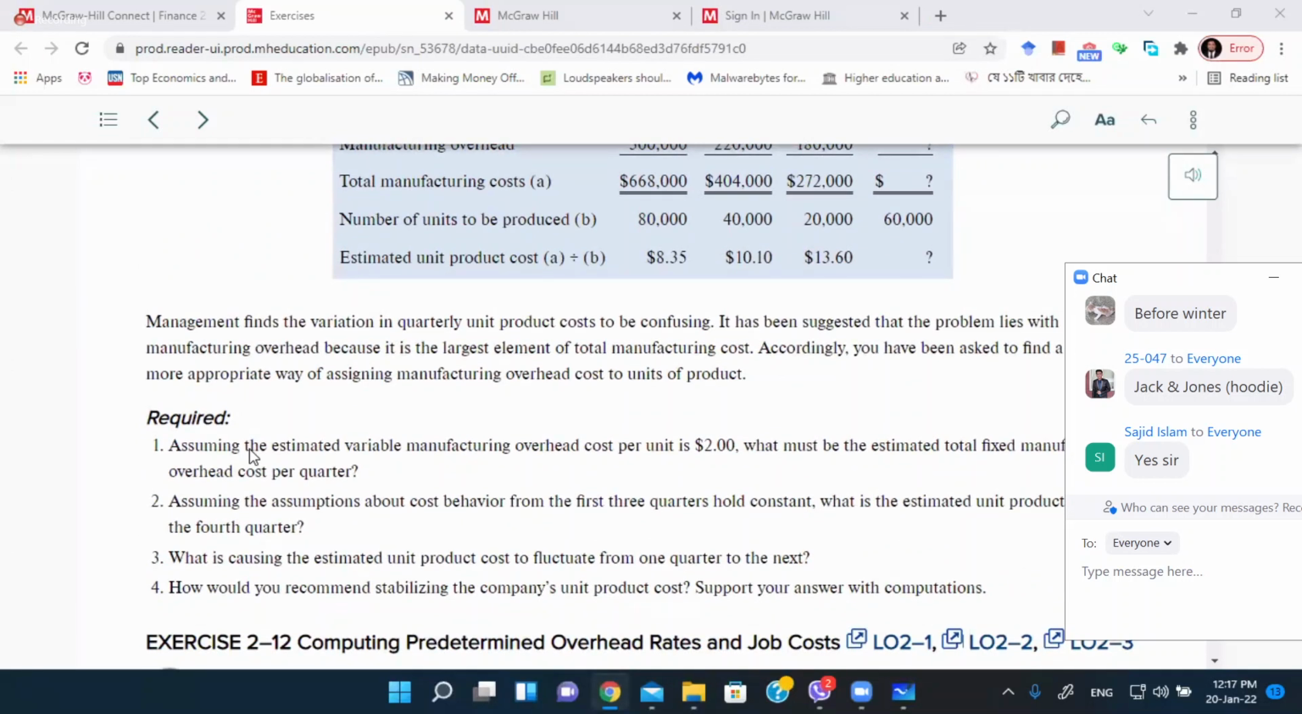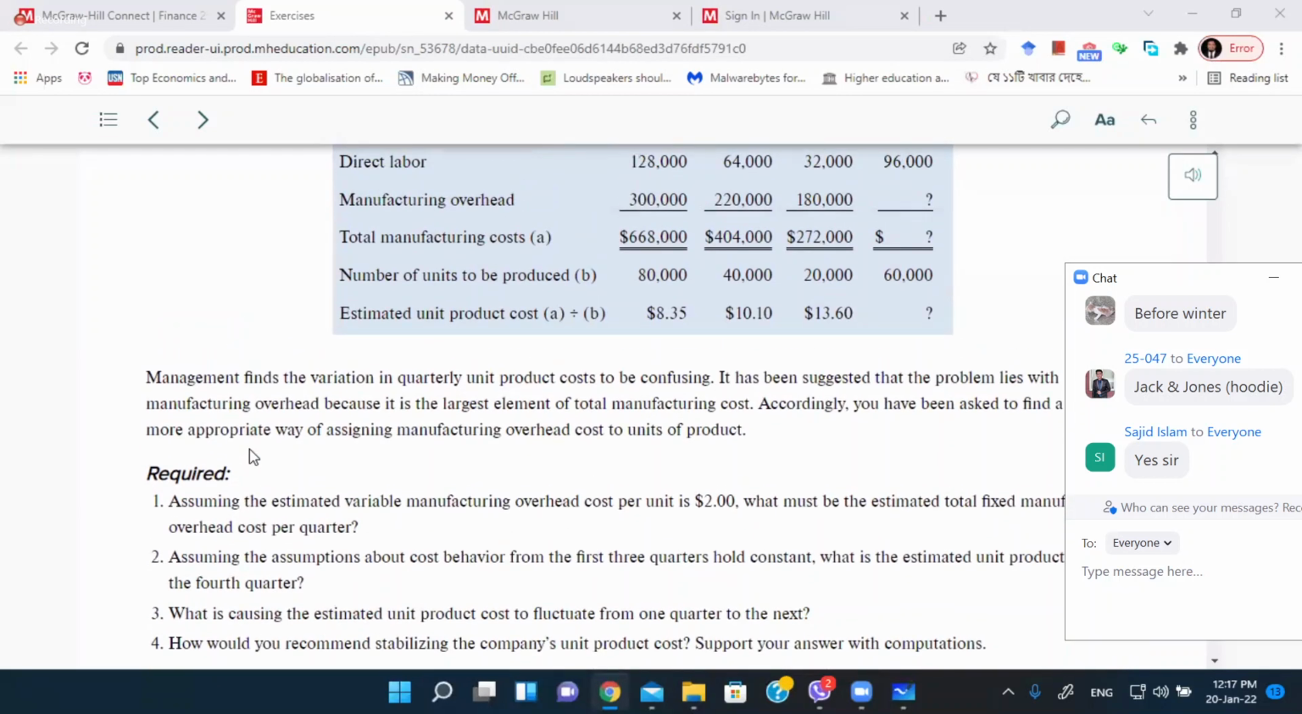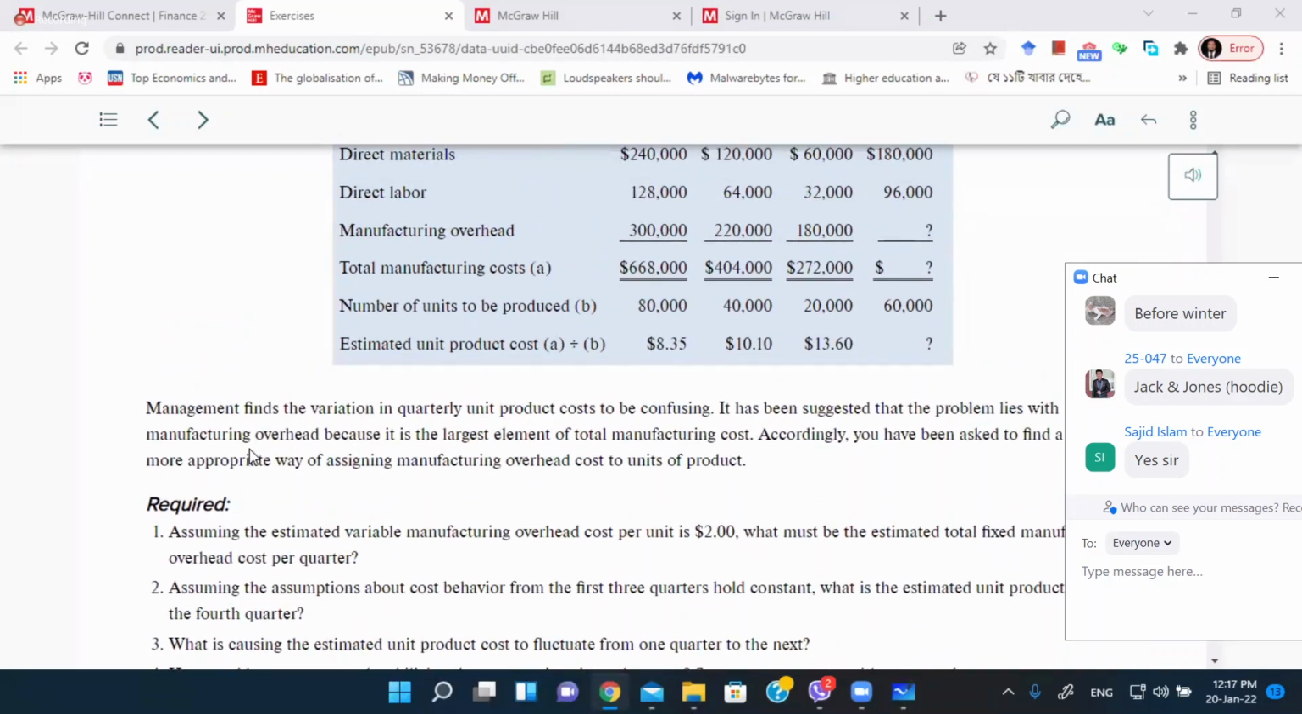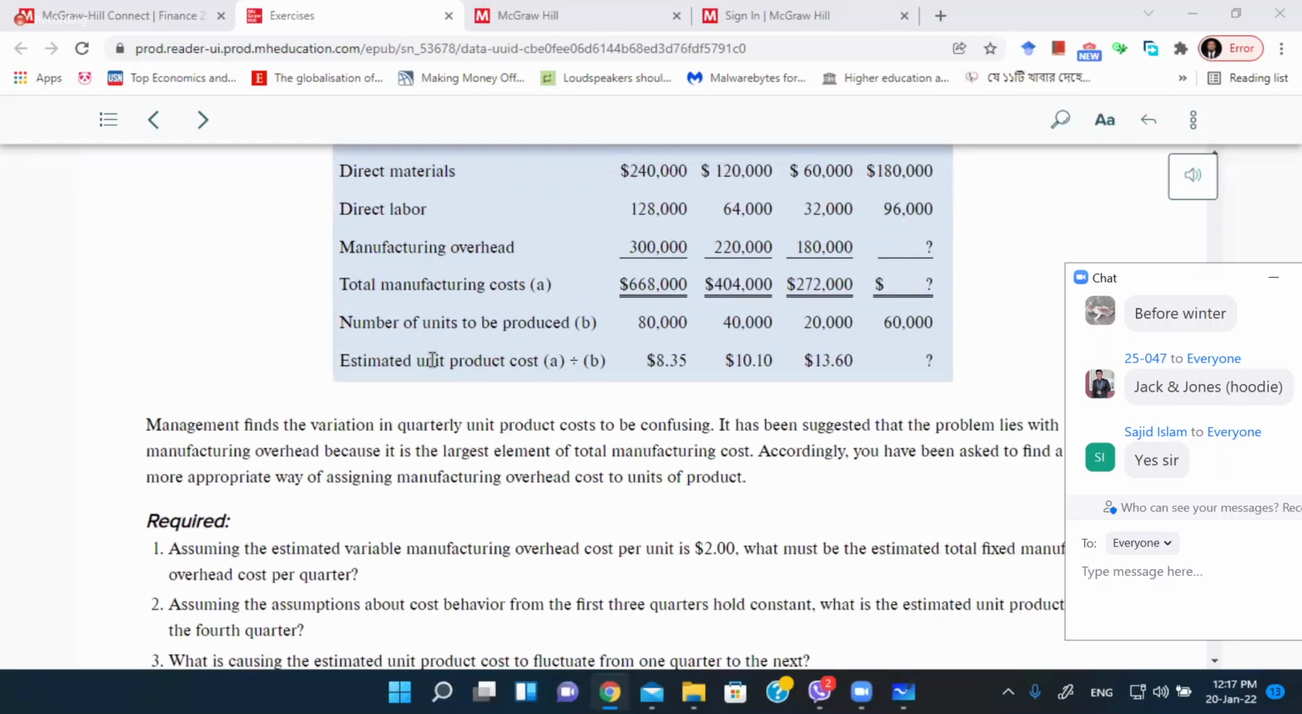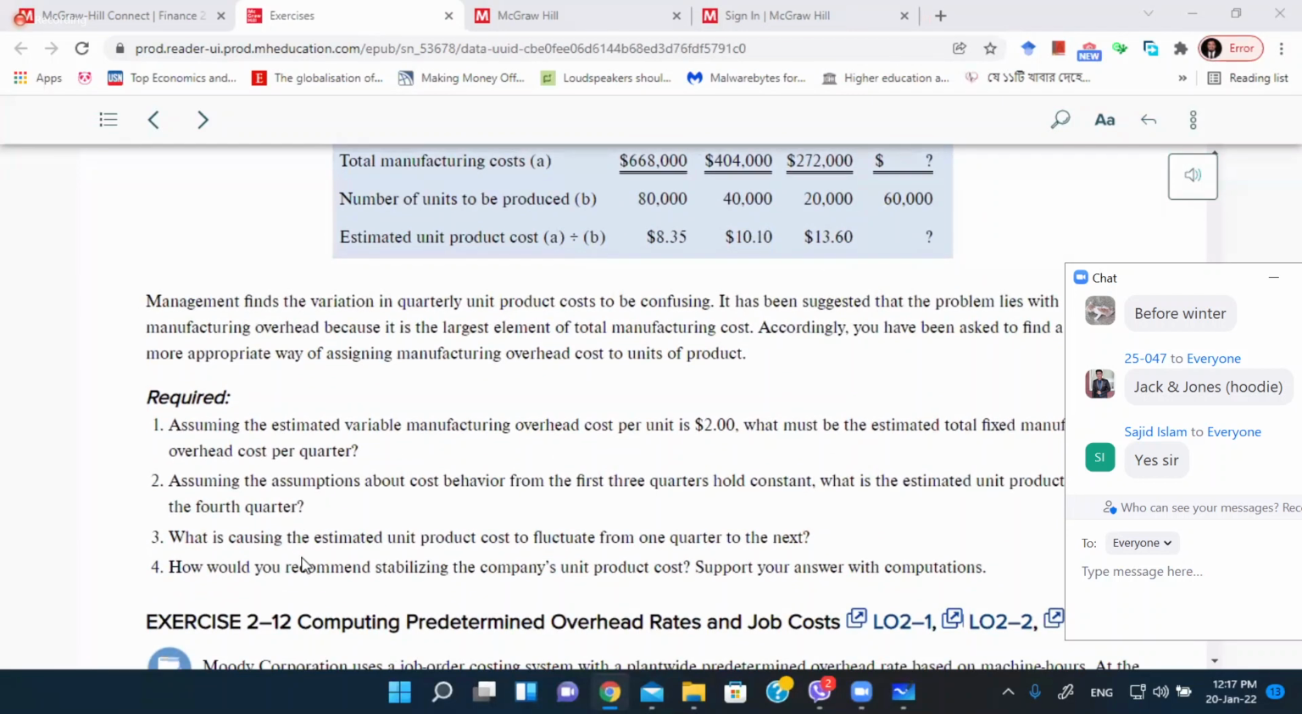You have got it that for seasonal variation, it will change, but the question was, you already have given the answer. Because of the fixed portion of the manufacturing overhead, the estimated unit product cost is fluctuating over time. How would you recommend stabilizing the company's unit product cost? Support your answer with computation.